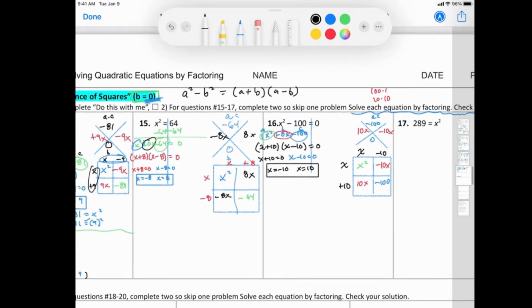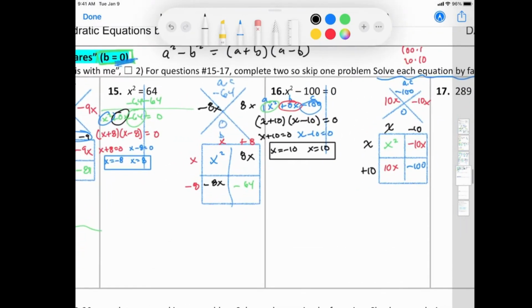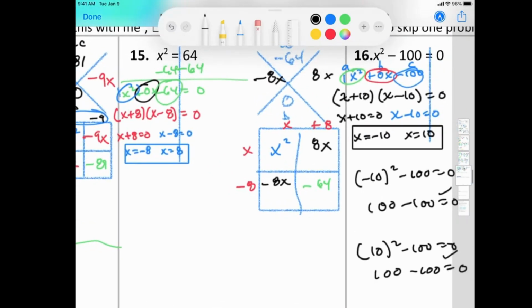Those are our two solutions, and then we forgot to check our answers. That would become 100 minus 100 equals 0. And same thing over here. So that is true. On the previous problem, that is true, right? Negative 8 times negative 8 is positive 64. Same thing if we did a positive 8 squared.